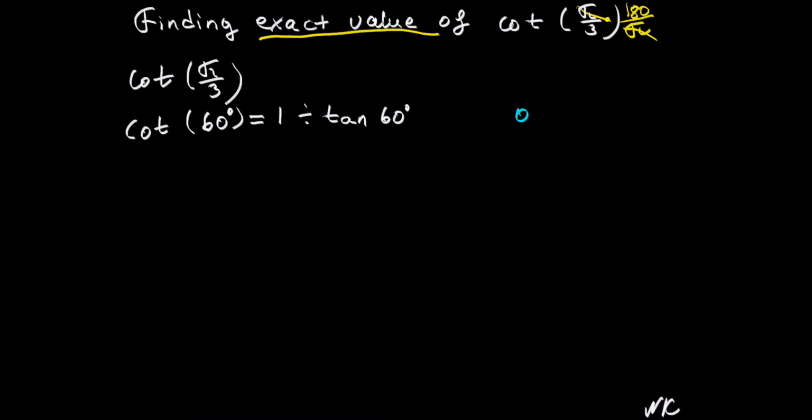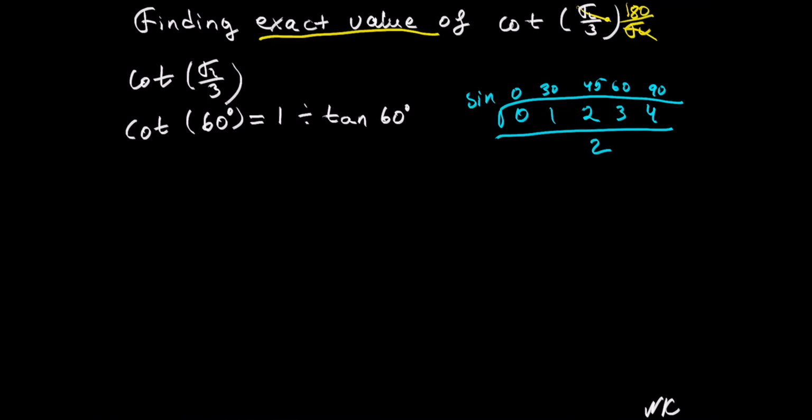So we have 0, 1, 2, 3, 4. Take the square root, divide everything by 2. Sine goes from left to right: 0, 30, 45, 60, 90. Cosine goes from right to left: 0, 30, 45, 60, 90.